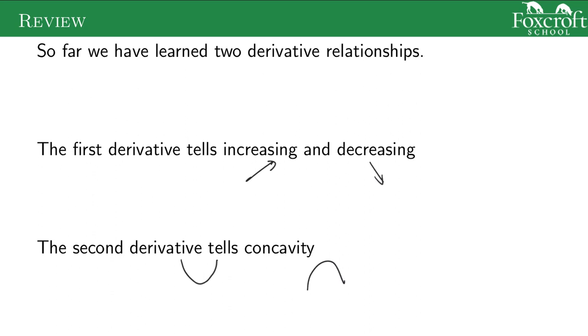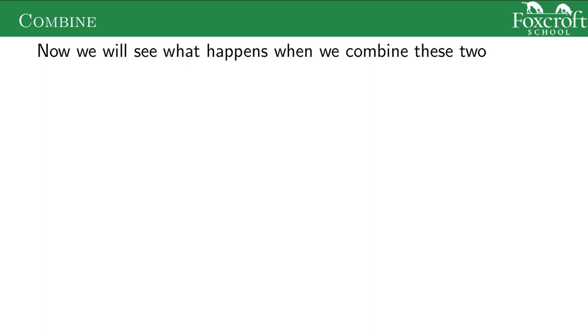The derivatives tell us some information about the original graph. But what happens when we combine these two ideas? We can be increasing and concave down. We can also be decreasing and concave up. What happens when we combine these two? Let's look at the four possibilities.